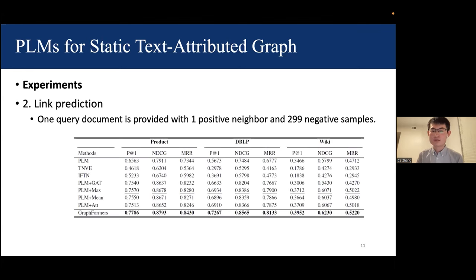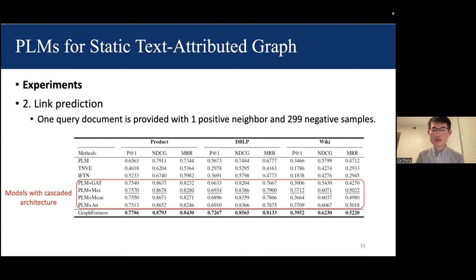Below is the performance. First of all, let's compare the proposed model GraphFormer with this pre-trained language model. This pre-trained language model doesn't have graph structure. It models text only, but not graph structure. So now we can see there is a significant improvement. This improvement verifies that the proposed model GraphFormer can indeed capture graph structure to improve the performance.